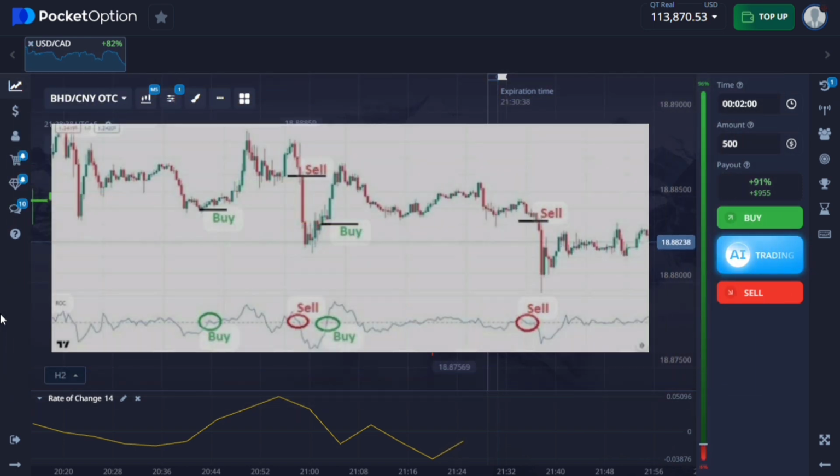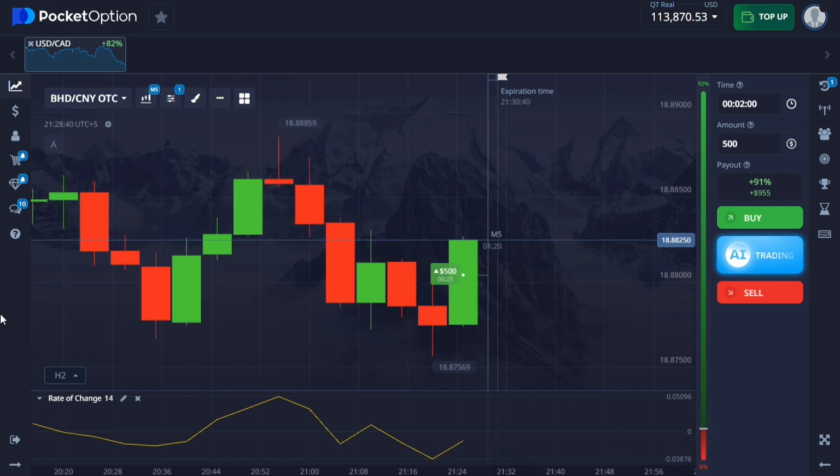Common mistakes to avoid when using the ROC indicator. Now, let's talk about some common mistakes to avoid when using the ROC indicator. One of the biggest mistakes is over-relying on the indicator. It's always important to use multiple indicators and analyze the market from different perspectives.